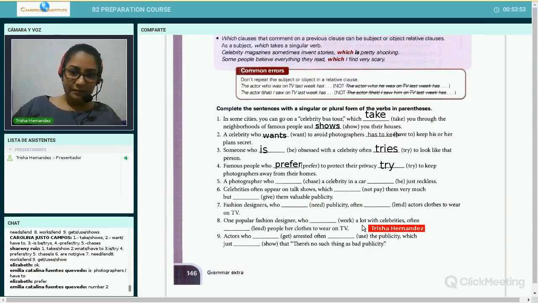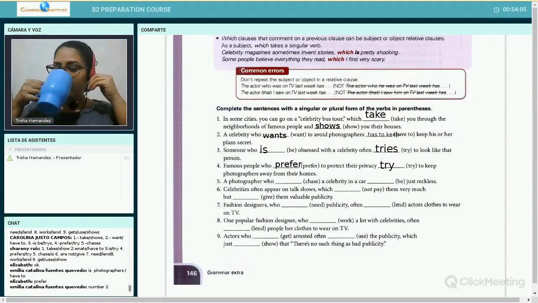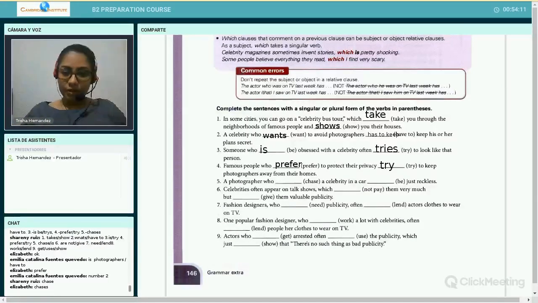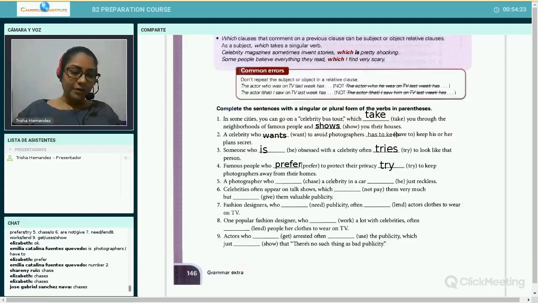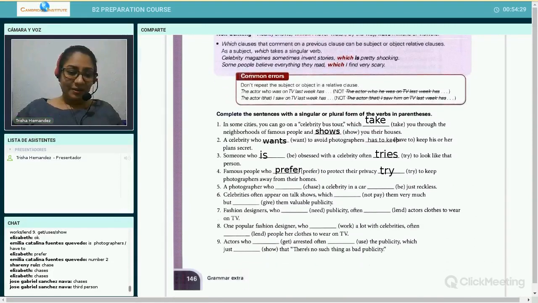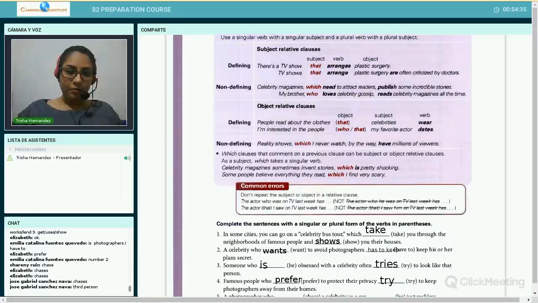As we have, yes, "has to keep". A photographer who chase or chases? Chases. Okay, you're basing yourself on the "chases". Yeah, but here it says a photographer. Non-defining, my brother who loves, yes, chases.